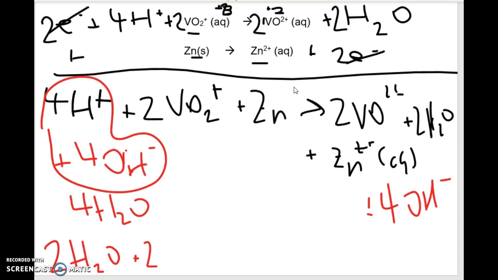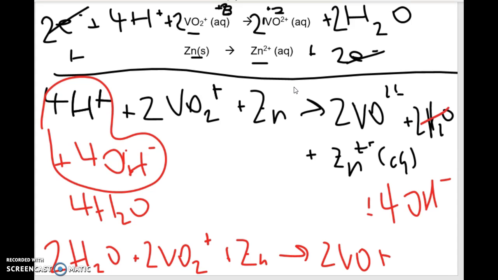The 2 vanadium is still there. The zinc is still there. The 2 VO is still there. The water is now gone, but we have this zinc plus, and we have these 4 OH minuses here. All right, that's really messy, but that's the 4 OH minus there, right? And that would be your answer in basic solution.